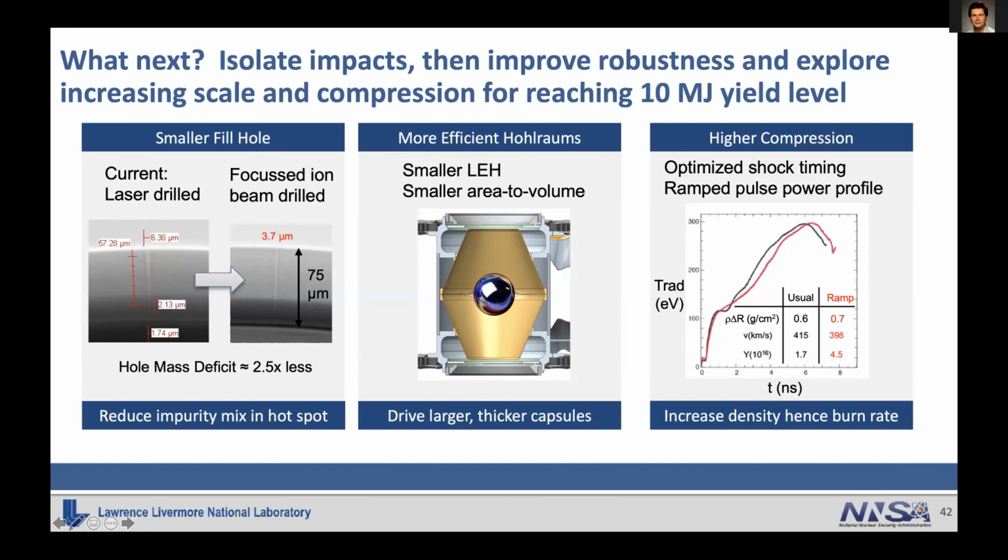If we can increase the rho R, of course, we can make the areal density higher, we can make the burn rate faster and increase the yield. And that's what this simulation shows.